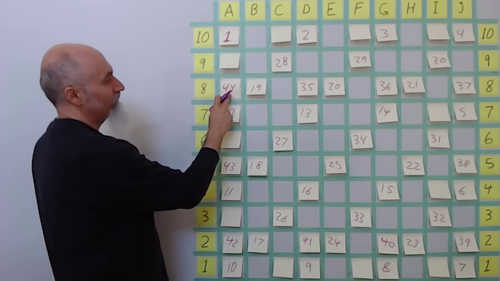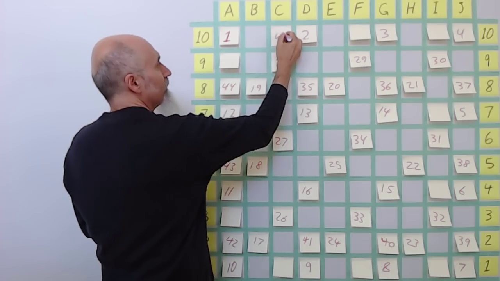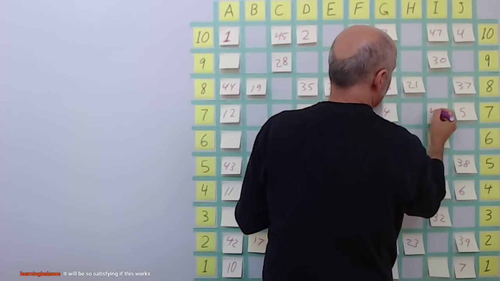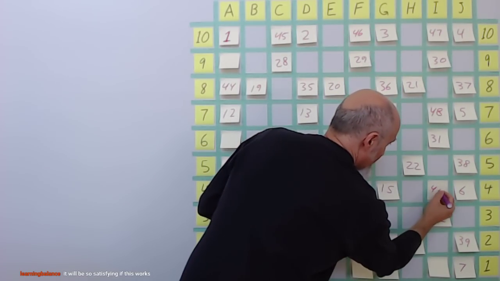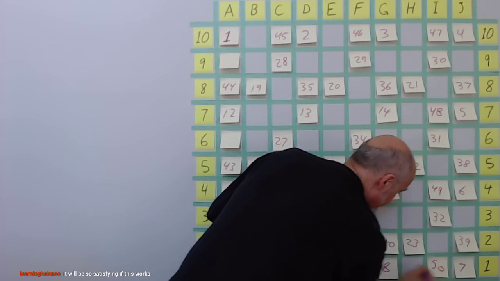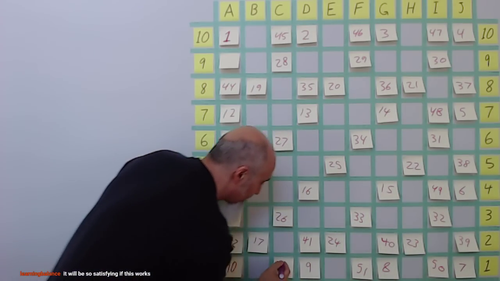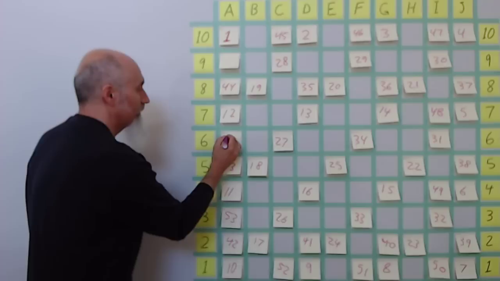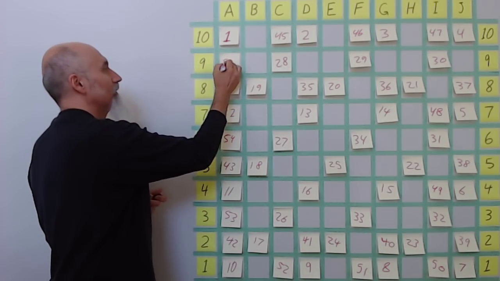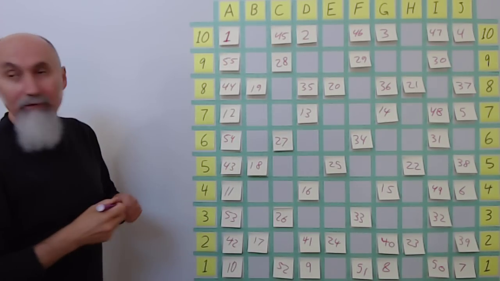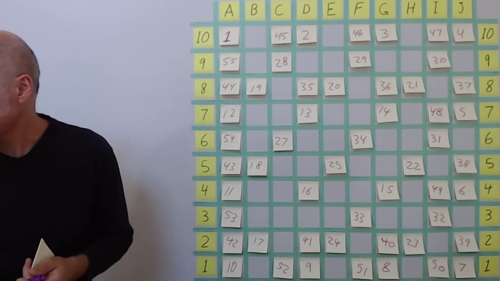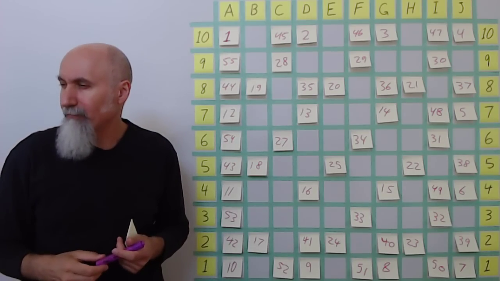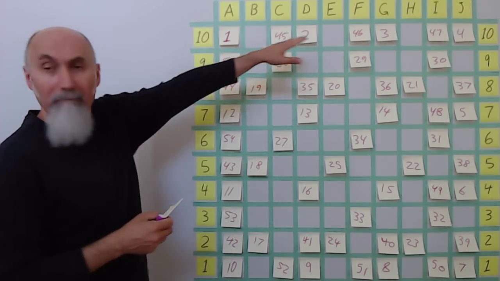So 44, 45, 46, 47, 48, 49, 50, 51, 52, 53, 54, 55. Yeah. I guess we're going up right diagonal from 44. Yeah.